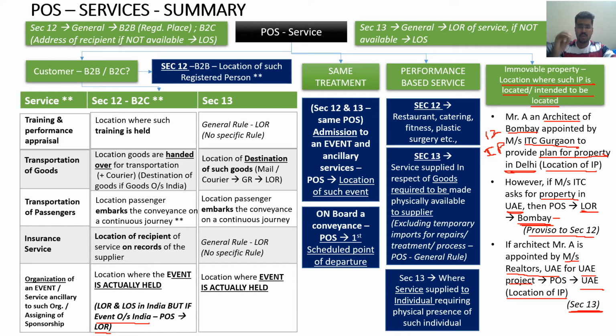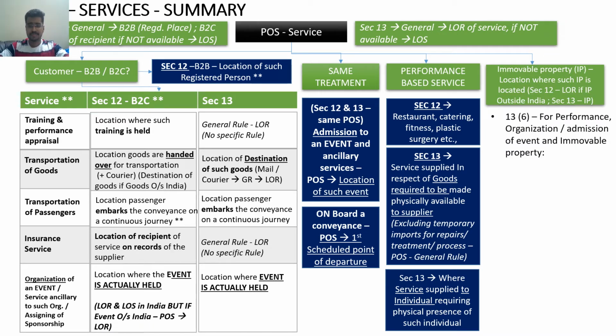The location of such immovable property will be the place of supply for section 13 when either party is outside India. However, in section 12, be careful, where the immovable property is makes a difference. If it is in India, then the place of immovable property. If it is outside India, then the location of recipient. Right now, since we saw, after these 5 services, we saw the same treatment, performance based, immovable property.